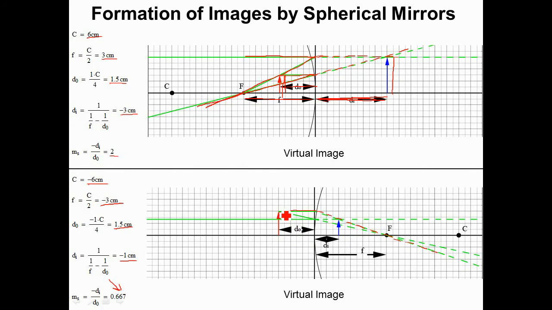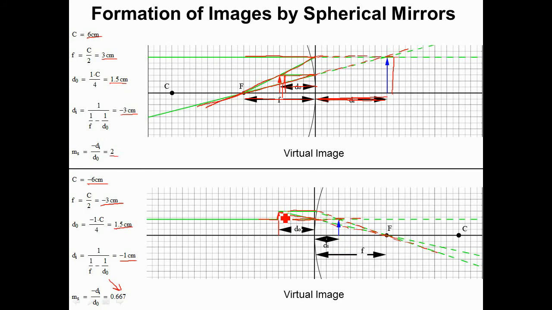The next line is going to be from the tip of my object towards the focal point, and I'm going to extend that down. And then from the mirror I would go parallel back, and I'm just going to extend that parallel line behind the mirror, and where those two lines cross is where my image height is.